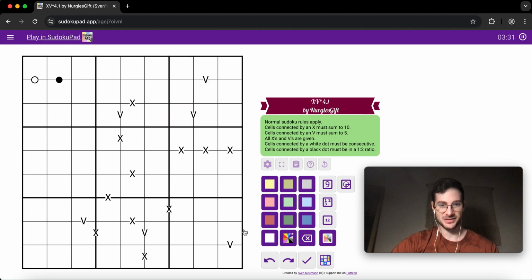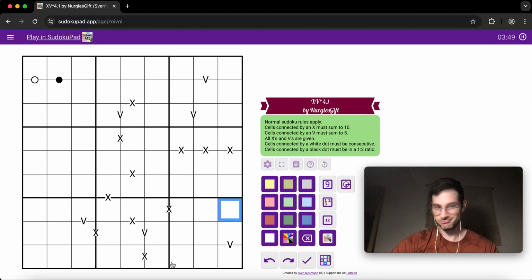And the final thing to know about these types of puzzles is that there's this kind of other digit, 5. 5 cannot go in any V cells or in any X cells. And I always color it with gray. All right, with all that, let's get started.